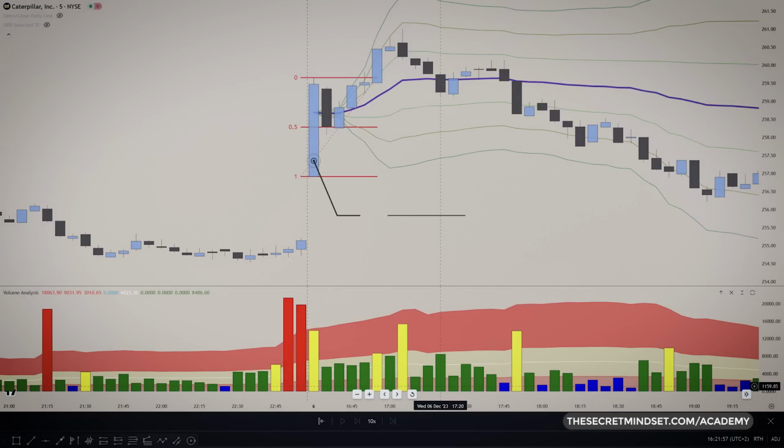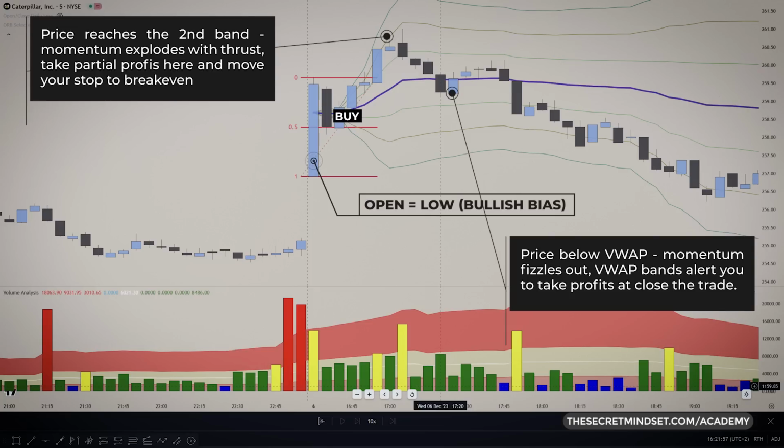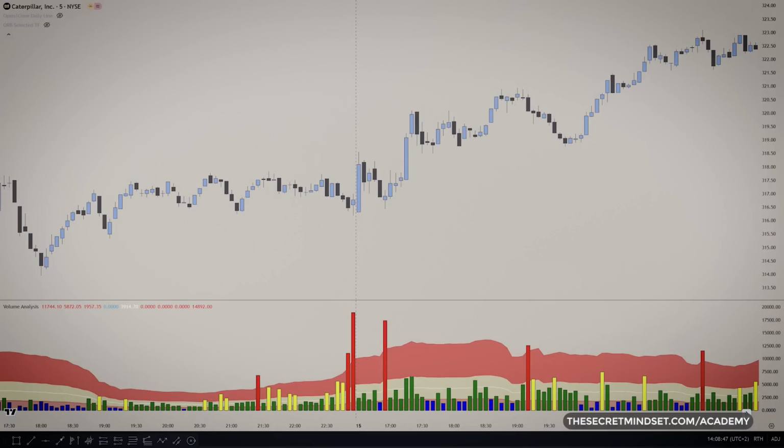This is where adding adaptive exits like VWAP bands becomes highly useful. If momentum fizzles out early, the VWAP bands can alert you to take profits nearer to your entry. If the momentum explodes with thrust, the bands help you trail stops to capture outsized gains. Either way, you are basing exits on the real-time developing market context, rather than just assuming a preset target will be hit. Remember, you are scalping, so managing risk smartly is the foundation to your long-term success.